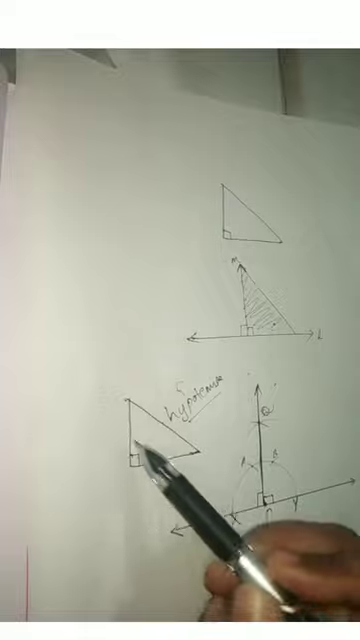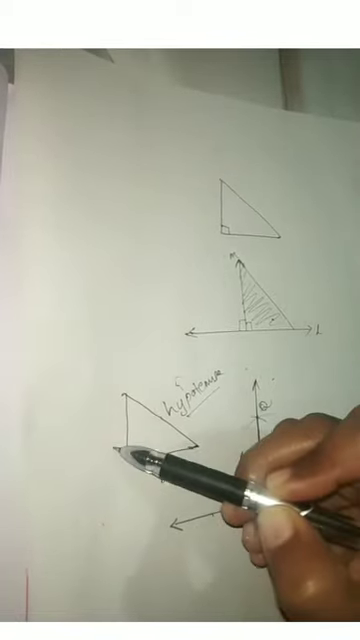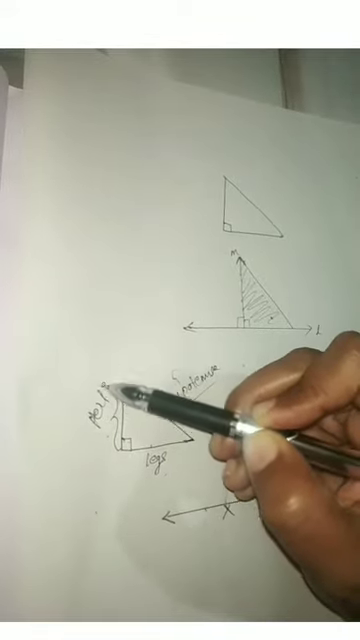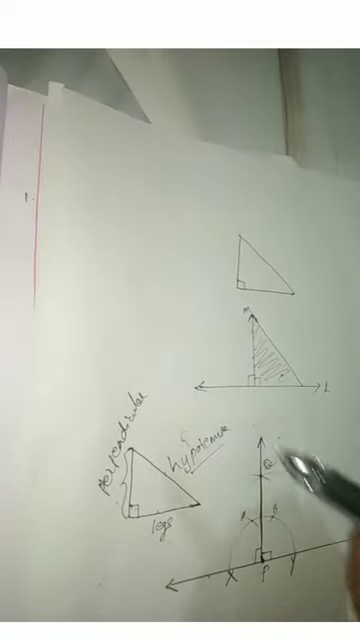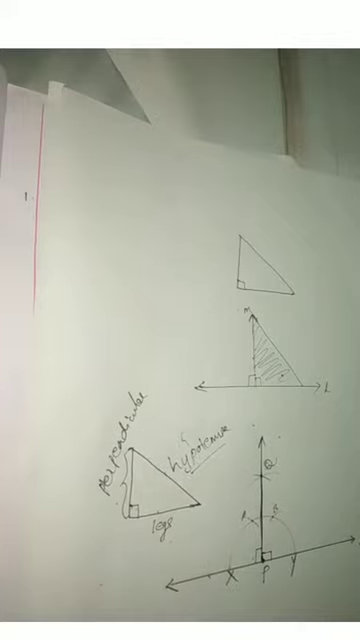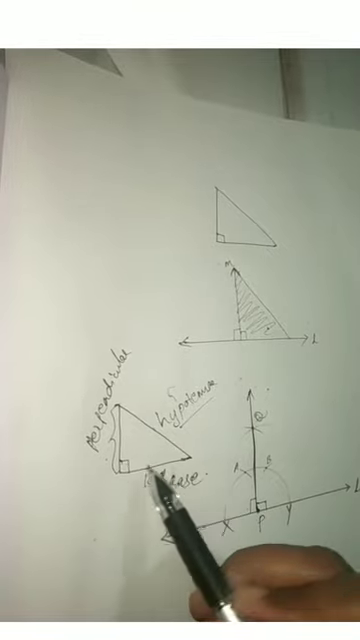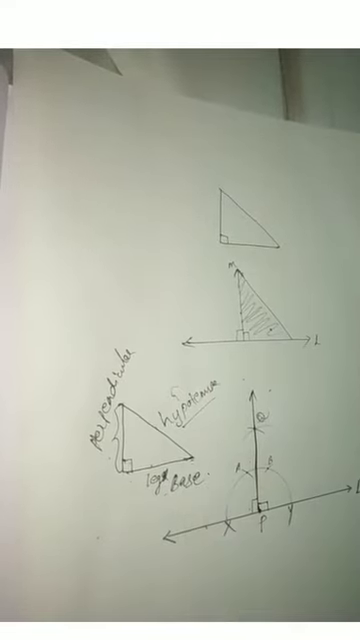Then these two are legs, one leg first and second one. This one is also known as the perpendicular. Clear? This is the perpendicular side, and this is the base, or legs. One leg and second one. Another name is perpendicular, and this one we can name as base.